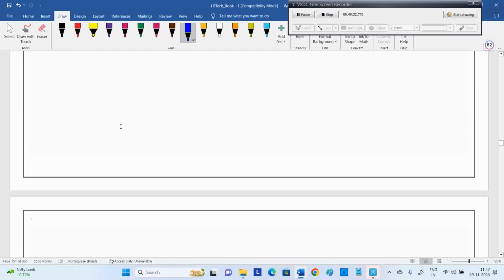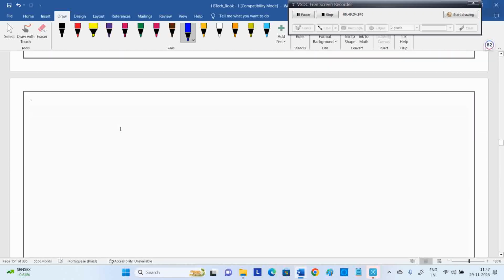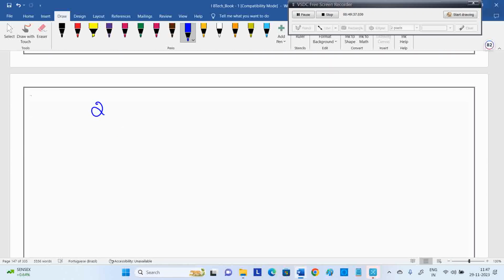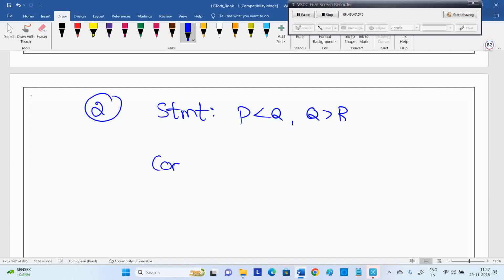Now let's see the second example. Statement: P less than Q, other one Q greater than R. Conclusion: Q greater than P is the first conclusion. Second conclusion, P less than R. Now what should be your answer?